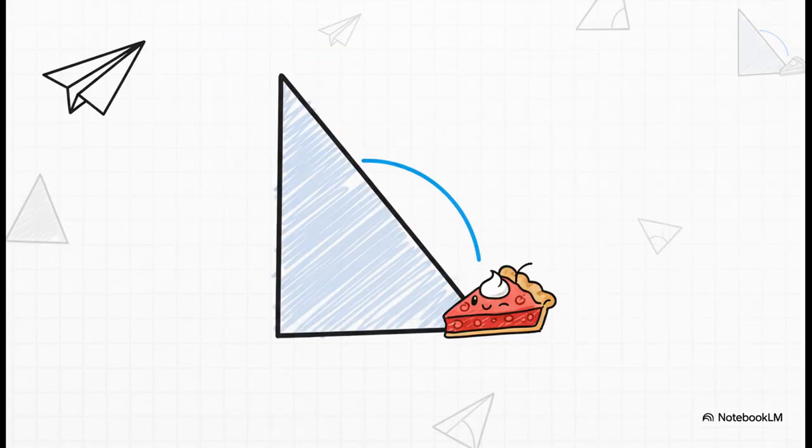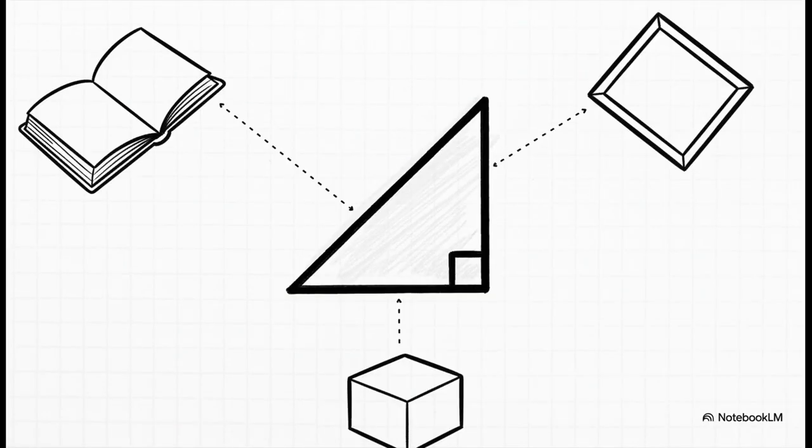First up, we have the acute angle. These are the small ones. They're less than 90 degrees. And I have a really easy trick to remember the name. Just think, oh, it's a cute little angle. See? It's small and adorable. It's acute.